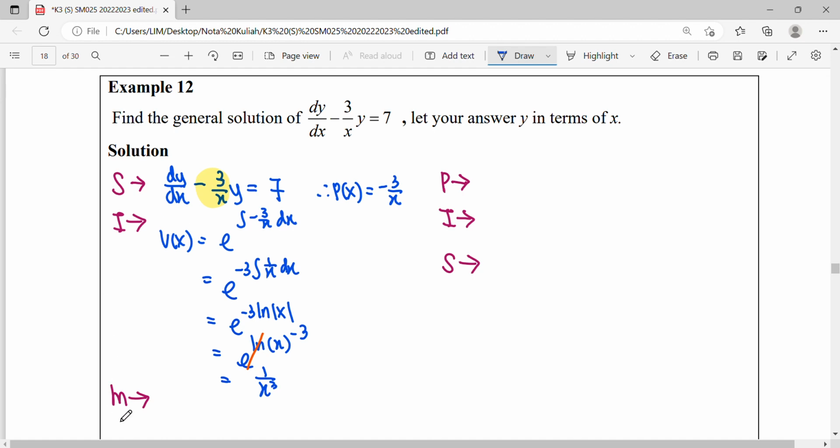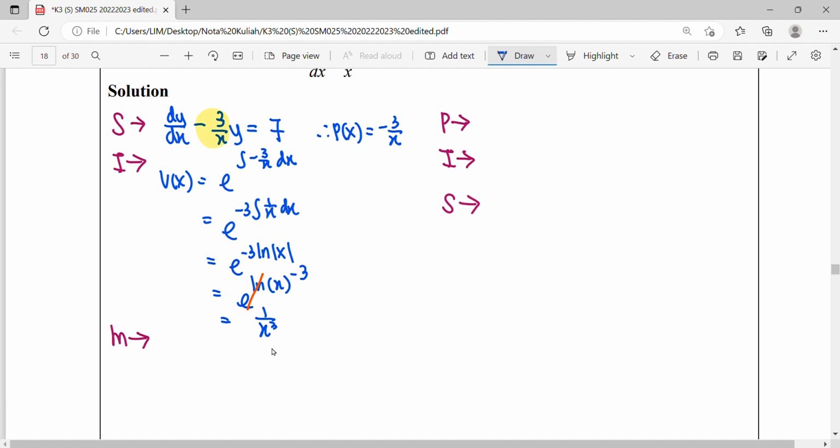Step 3, M. M stands for multiplying. Multiplying the integrating factor into the standard form here. So multiply this one, it will give you 1 over x cubed dy/dx. Then multiply with this. This step is just write it without any calculation. Just show the step, multiply. So our calculation falls on here, finding the integrating factor.